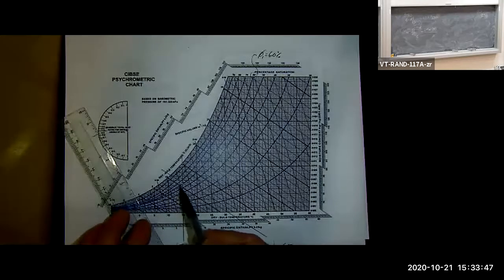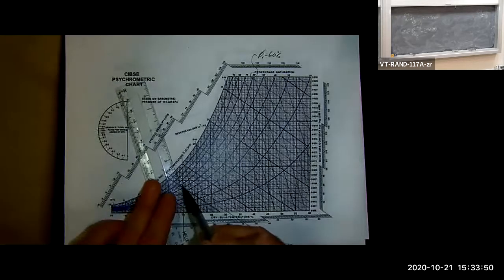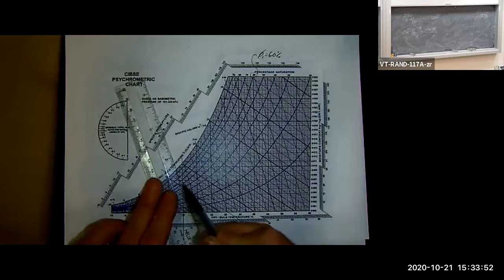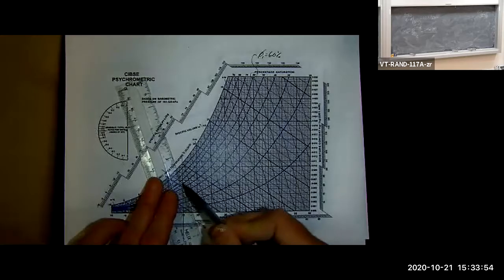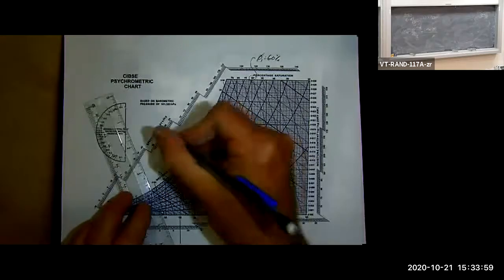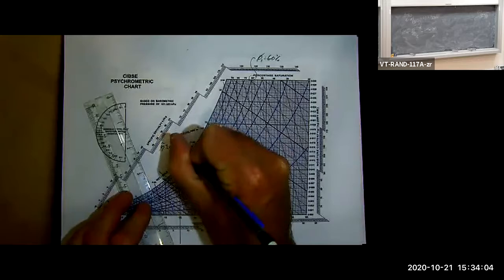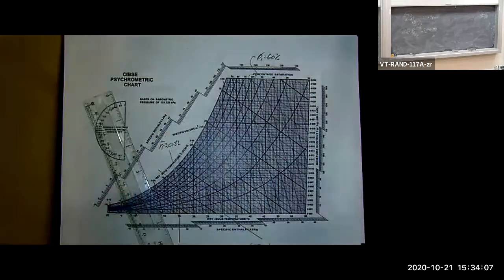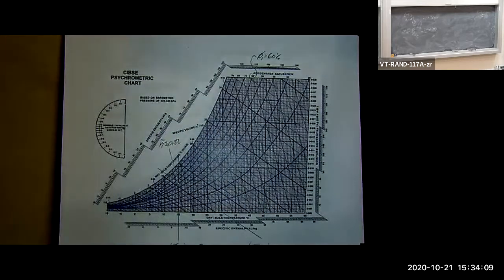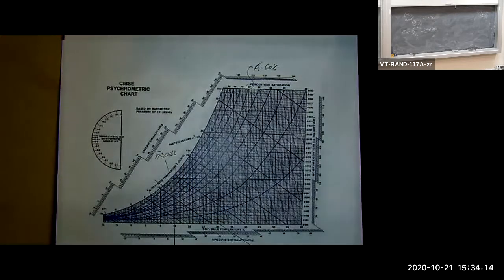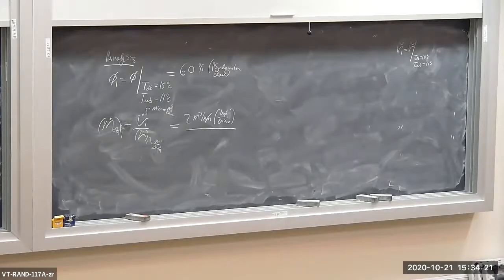So 1, 2. So very close. So specific volume 1 is approximately equal to 0.82. If you want to do a 0.822 or a 0.823 there, that's fine. I don't think we need to be horribly accurate here. Okay, it's just kind of eyeballing it. 0.82. Very close.